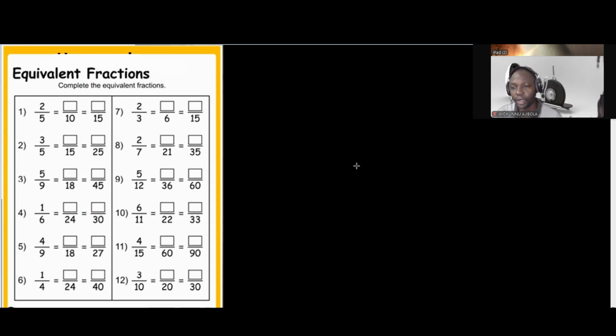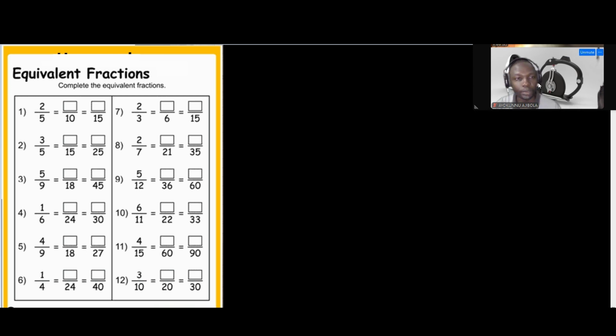This is equivalent fractions. So we're going to be looking at this Year 7 concept, finding missing ratio or finding equivalent fractions. My student wants to join the class right now.